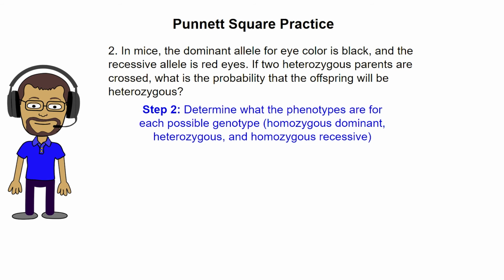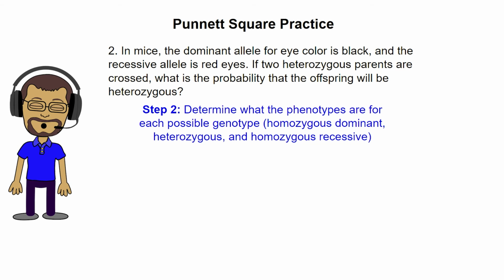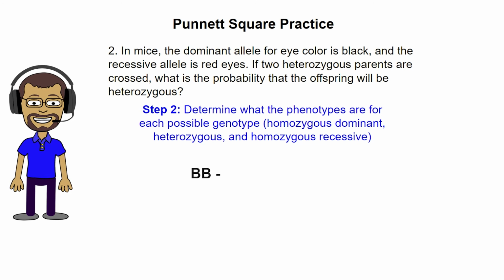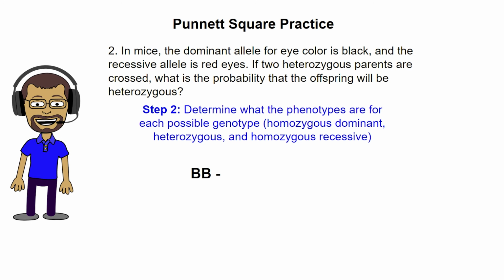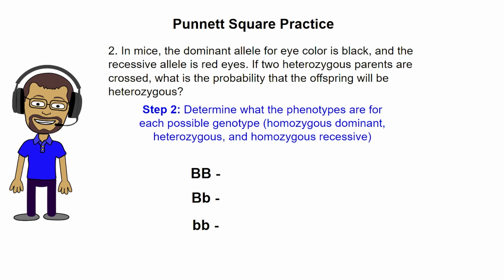Step number 2, determine what the phenotypes are for each possible genotype. So remember, there's 3 possible genotypes. There's always 3 possible genotypes. You can have homozygous dominant, in this case is big B, big B, heterozygous, in this case that's big B, little b, or you can have little b, little b, or homozygous recessive.